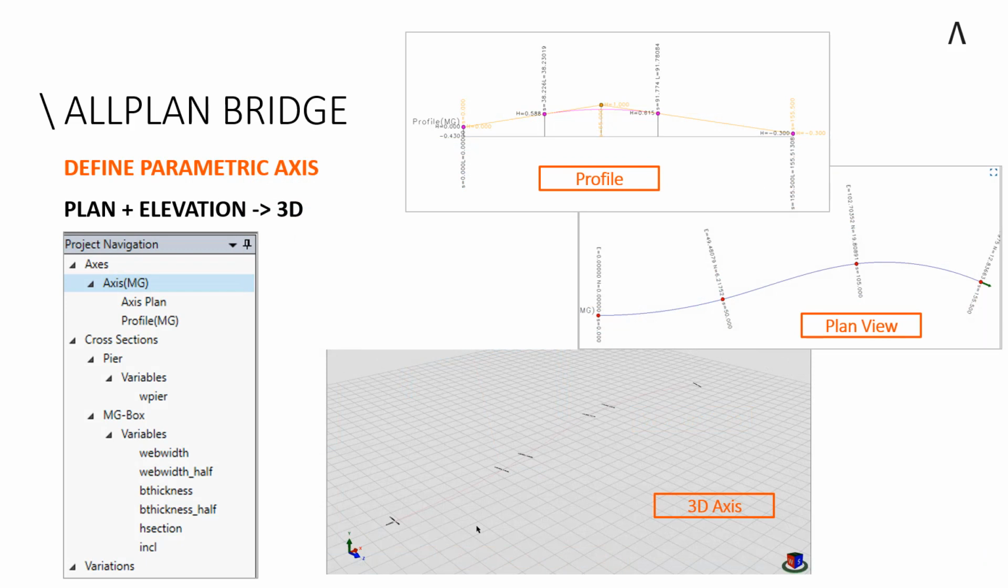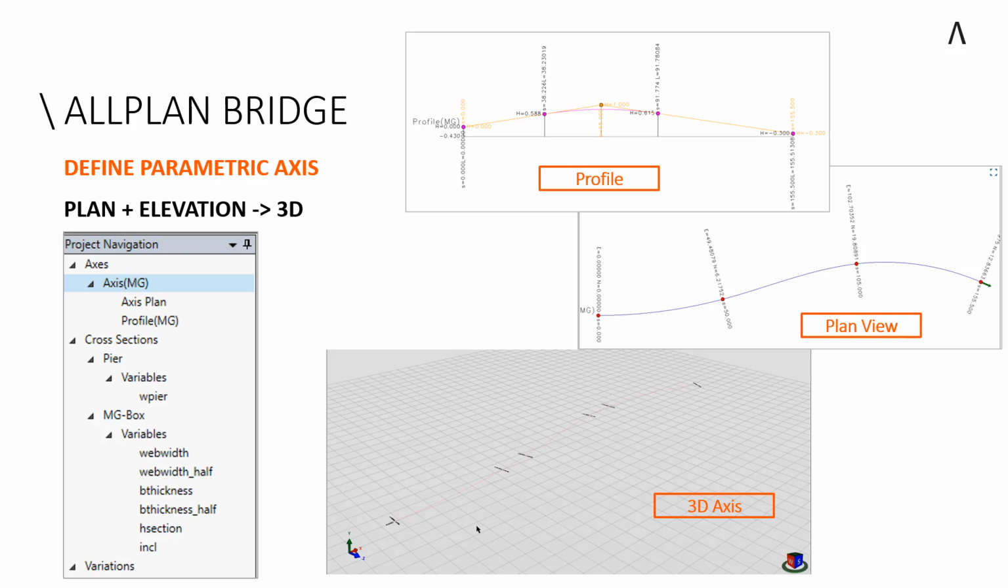So now let's start with the procedure of creating a model with Allplan Bridge. The first thing you do is defining your axis. This is done in separate views. So for the plan view, you have all the design elements that are required, like straight lines, arcs, and spirals. In the profile, you're defining your axis by means of polygon points, which you can then round by parabolas.